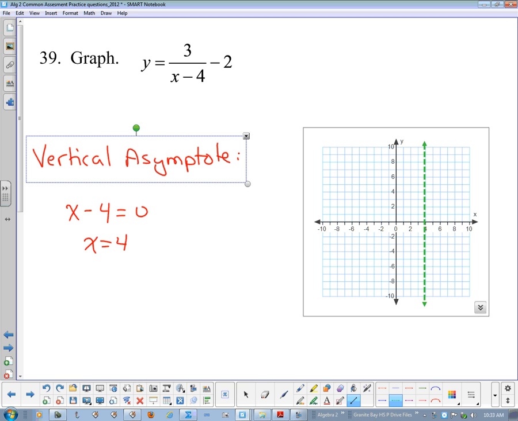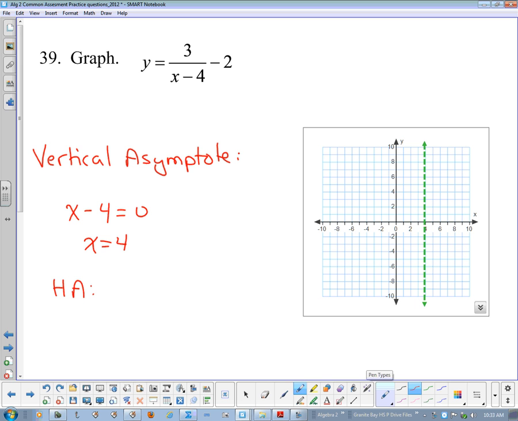Now there is a horizontal asymptote. Normally, if there wasn't a -2, since the degree of the numerator is less than the degree of the denominator, the horizontal asymptote would normally be 0. But what does the -2 do? Brings it down to -2. So you've got a horizontal asymptote of y is equal to -2.